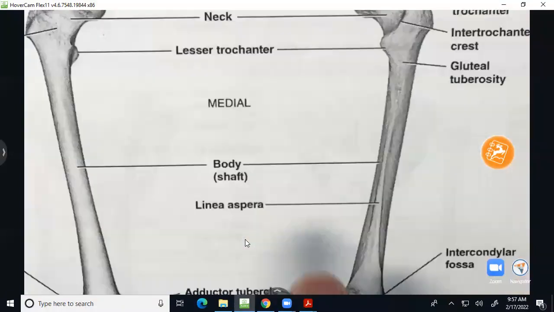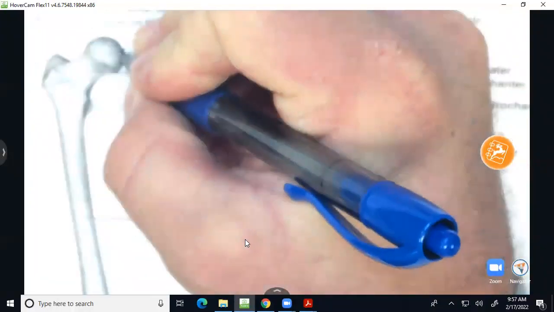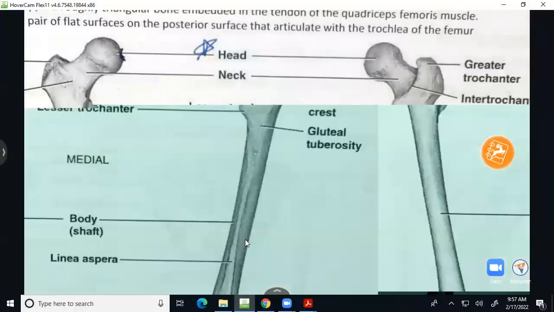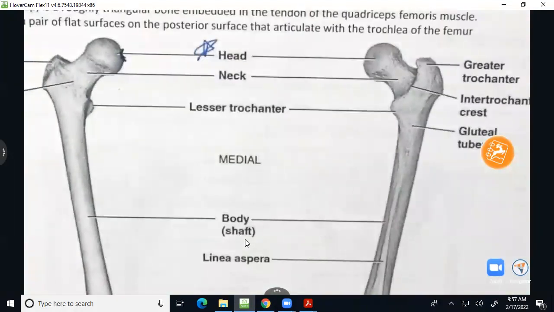So you can't see it. You can maybe see a little bit of that indentation right there, but you really have to turn the femur sideways to look at it and see it.